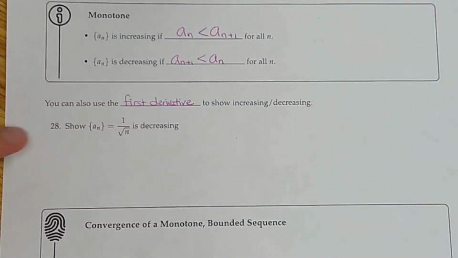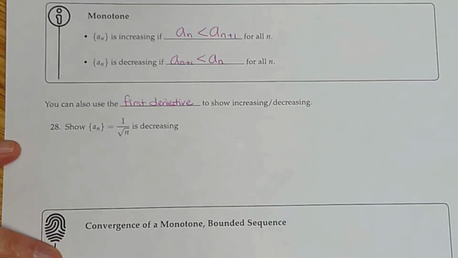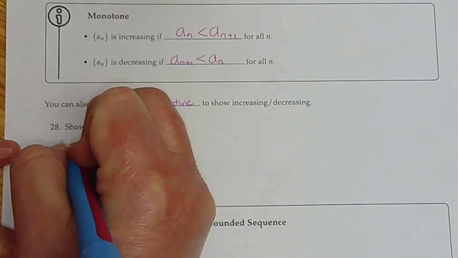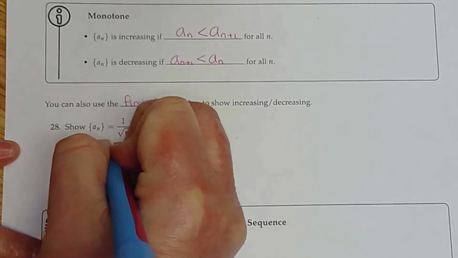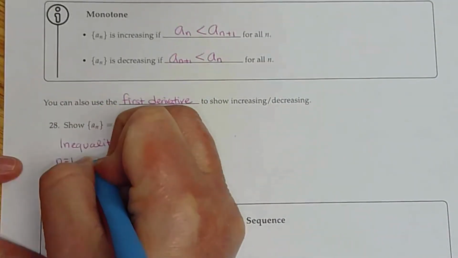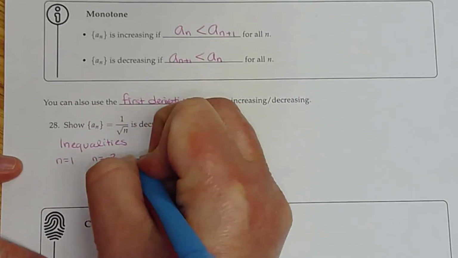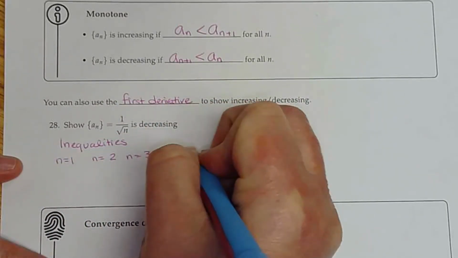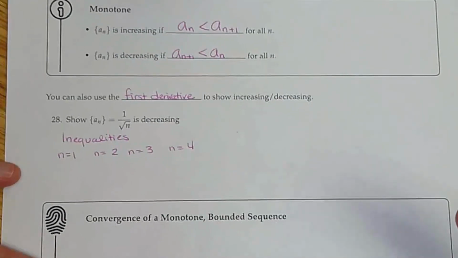All right, so we're going to take a look at this sequence here, 1 over the square root of n. I'm going to show this both ways, both using the sequence of inequalities as well as using the first derivative. So we're going to start out using these inequalities. The way that I'm going to show this is I'm just going to plug some numbers in: n equals 1, n equals 2, n equals 3, n equals 4, and look at how they compare to each other.